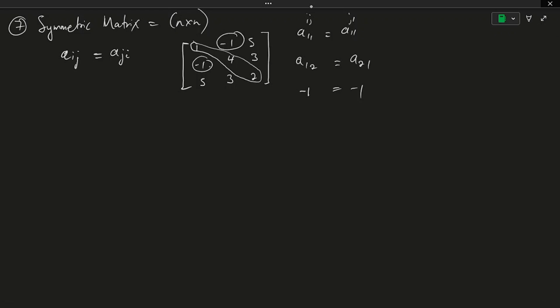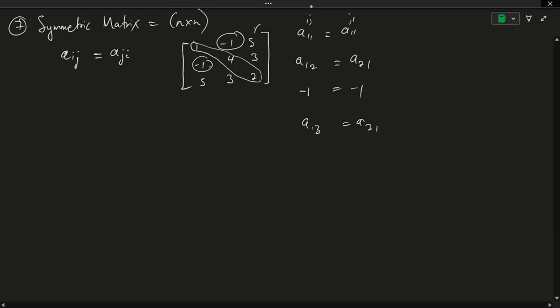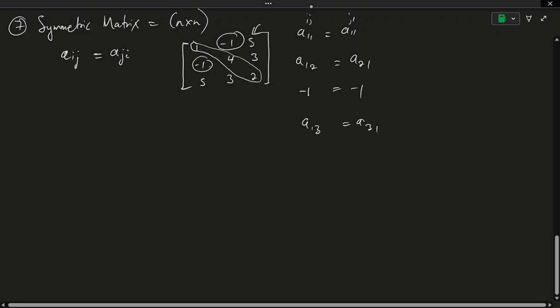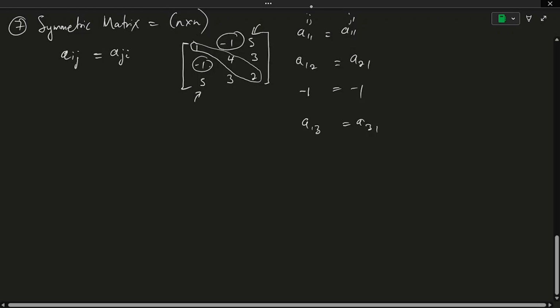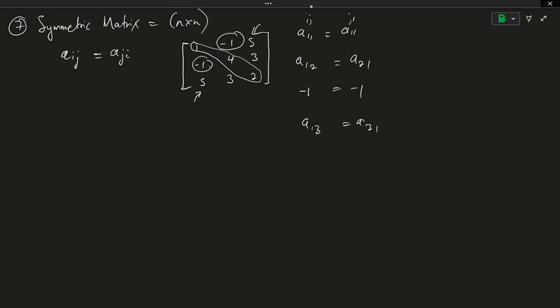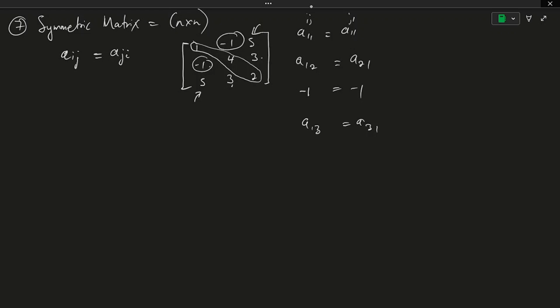And in other words, a_13 should be equal to a_31. What is our a_31? Our a_13 is this, and our a_31 is 5. So you see it's a reflection about the main diagonal, and our a_23 is a 3 and our a_32 is a 3, just like that. So that's what we call a symmetric matrix. a_ij should be equal to a_ji.